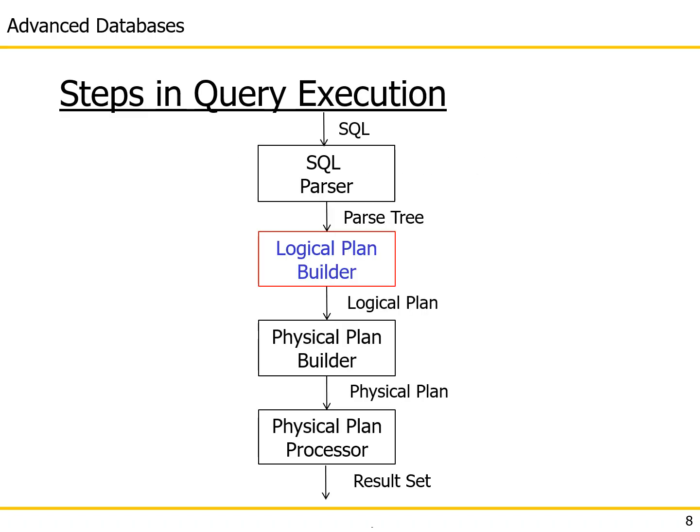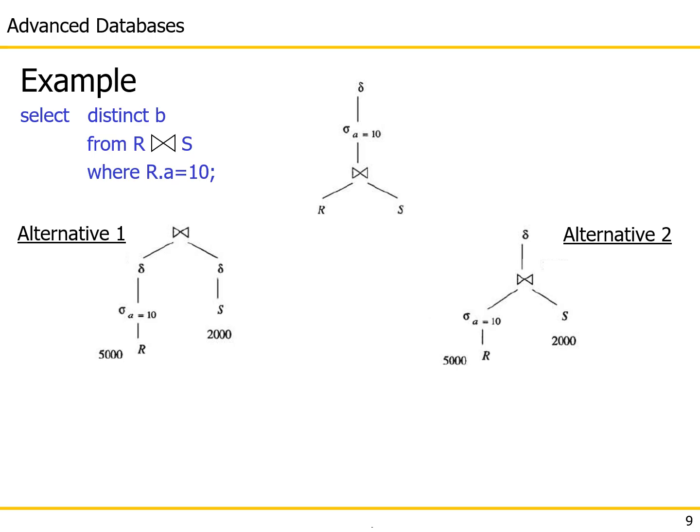So let's start with the logical plan builder. Again, the input here is a parse tree, and the output is a specific logical plan. Why am I saying a specific logical plan? Because even if you think of the simplest queries that you could ever write, something like this, select distinct B from R, S, where R.A equal to 10. So here is, join R and S, select A equal to 10, and this is the distinct operator. So even for this very, very simple SQL statement, I could generate a number of alternative logical plans or relational algebra trees.